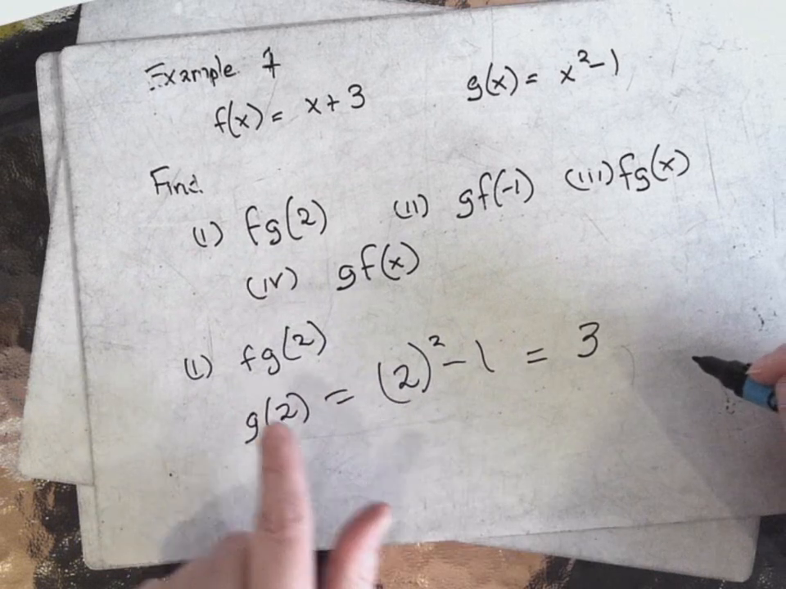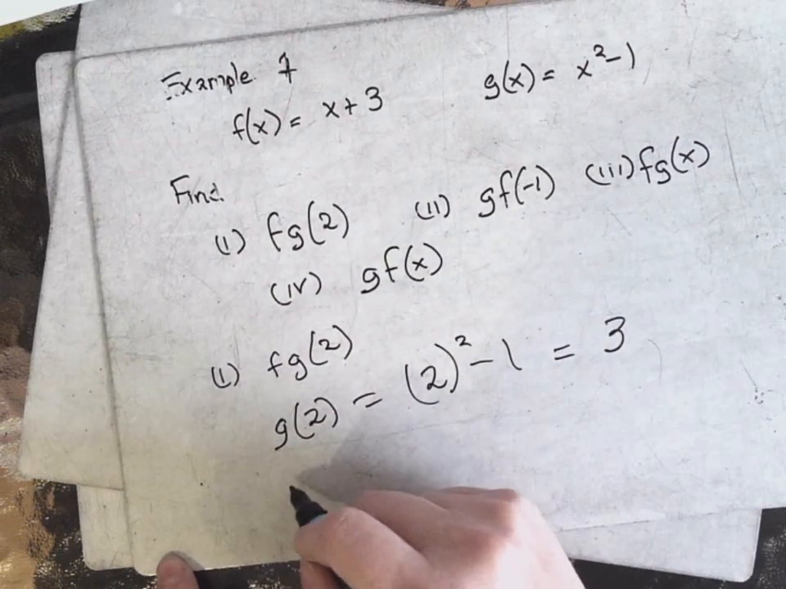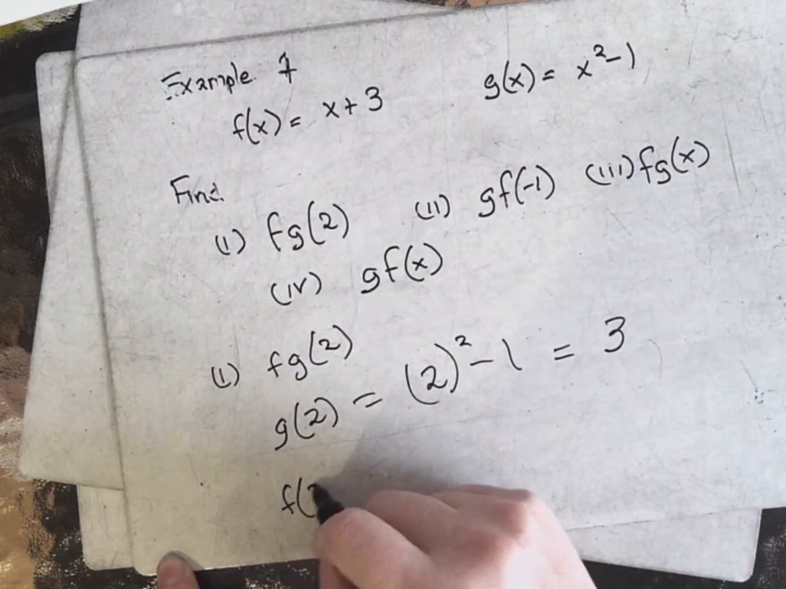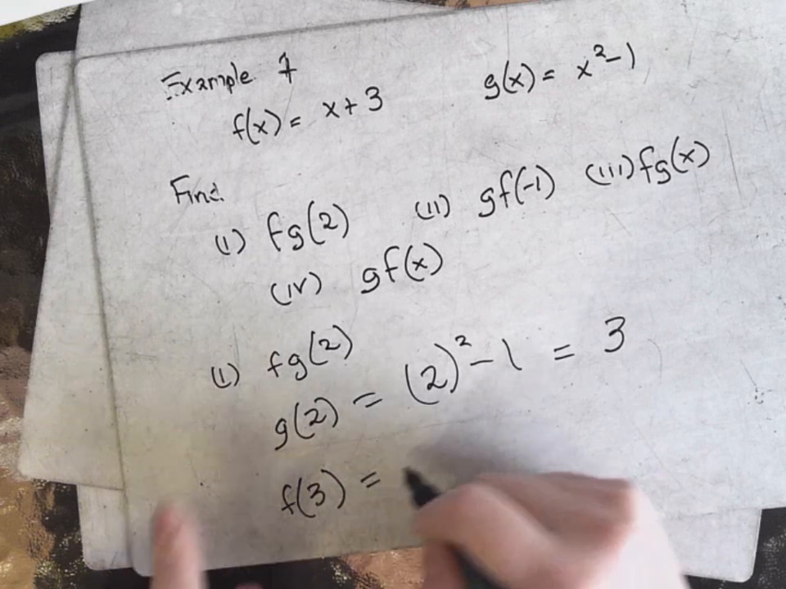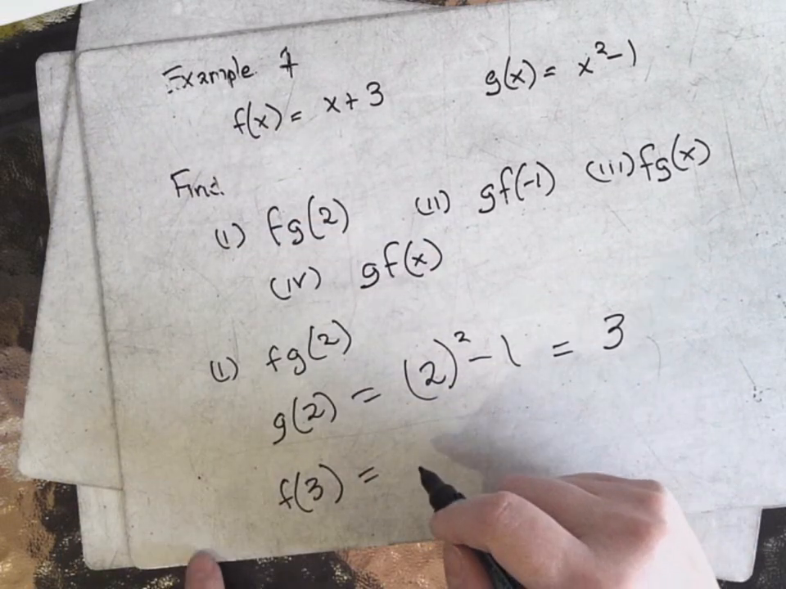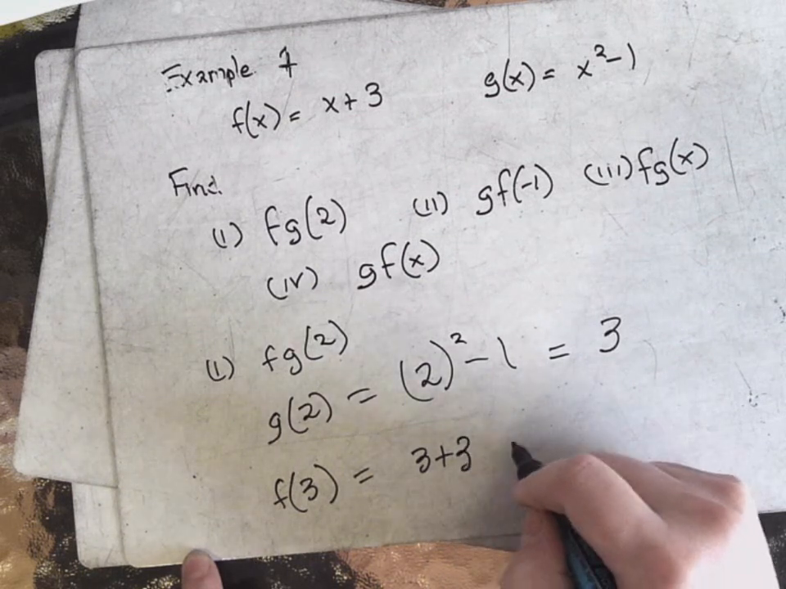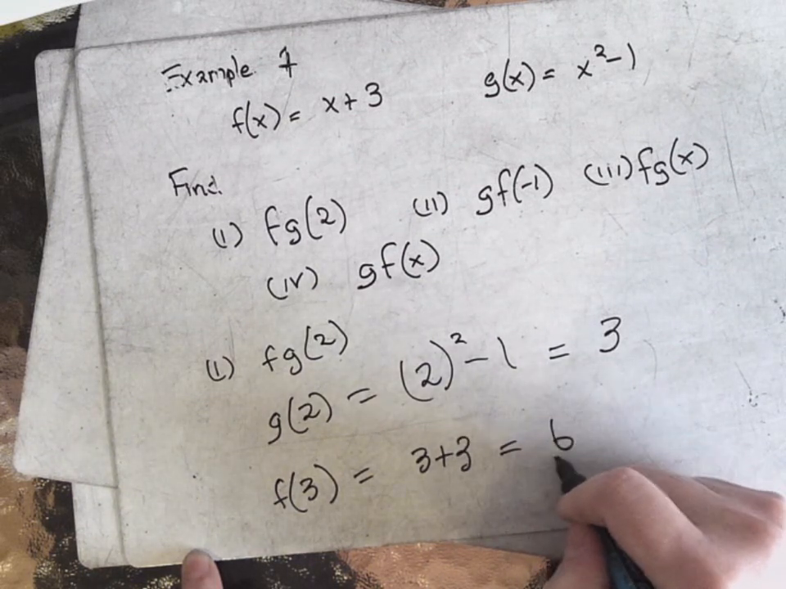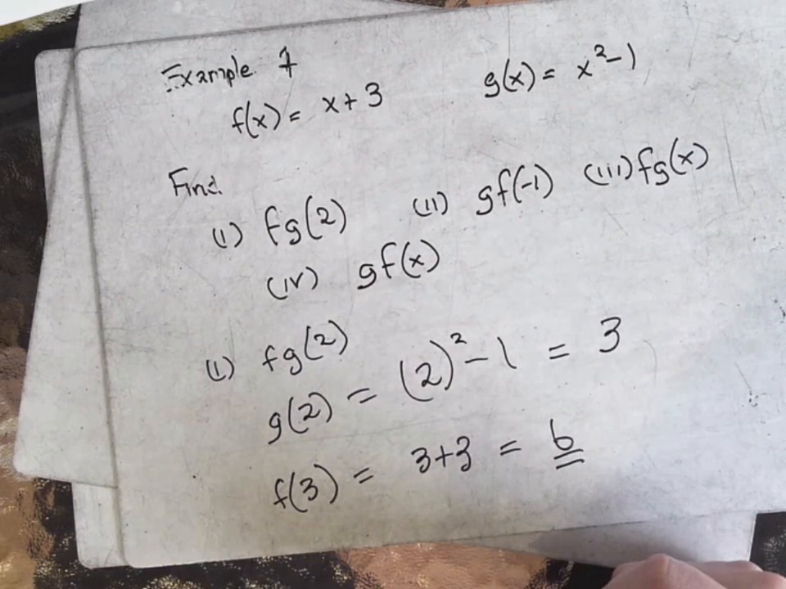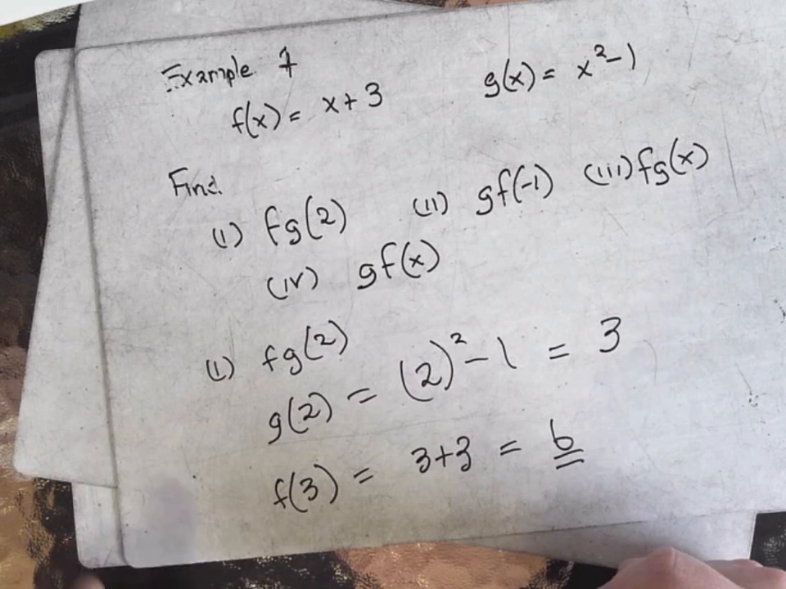Now I take the answer and put it into f. So it's f of 3. Into f, everywhere I see an x, put in a 3. That would be 3 plus 3, which is 6. So your overall answer is 6. That's part 1.